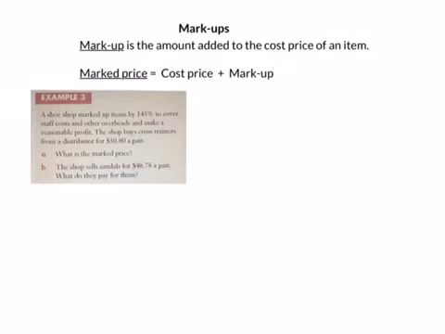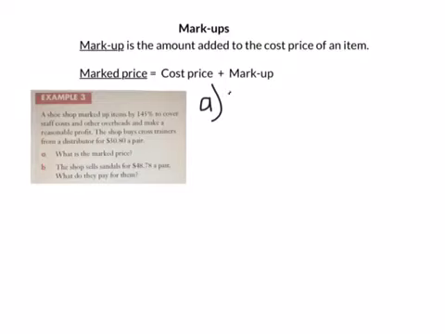So in example 3, we have a shoe shop that marked up items by 145% to cover staff costs and other overheads and make a reasonable profit. The shop buys cross trainers from a distributor for $30.80 a pair. So question A is asking, what is the marked price? At this stage we need to figure that out.